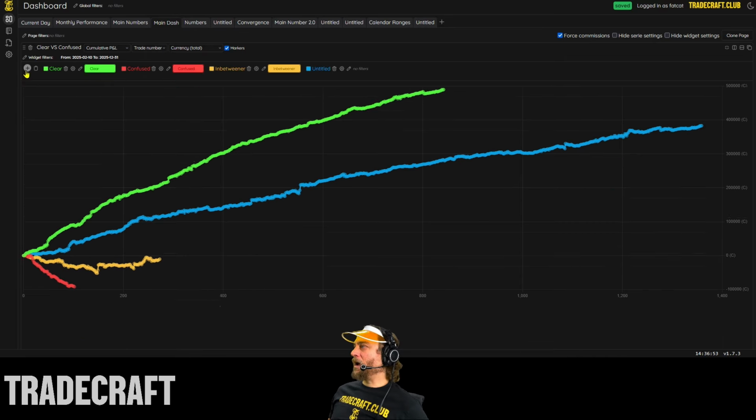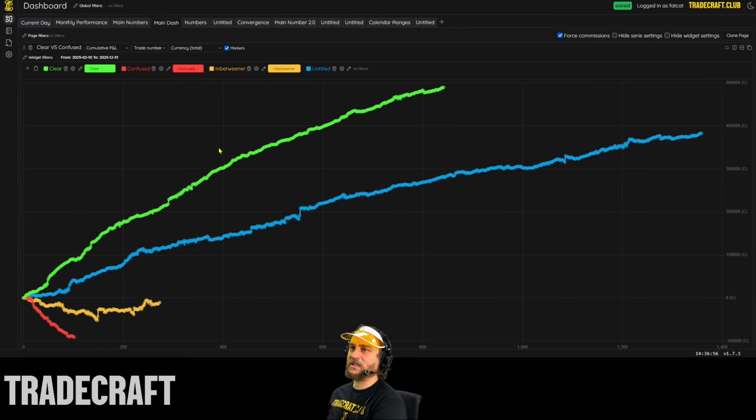So when we throw up the equity curve, we can see that our lack of clarity drags the overall equity curve downward. Whereas if we're completely clear, every time we're initiating a trade, the performance is boosted substantially. I mean, look at the distance between here and there.